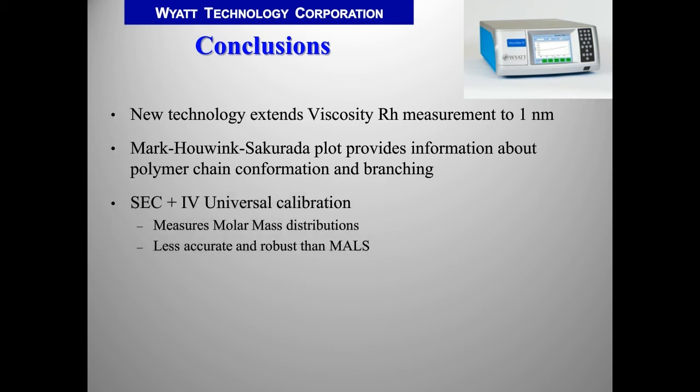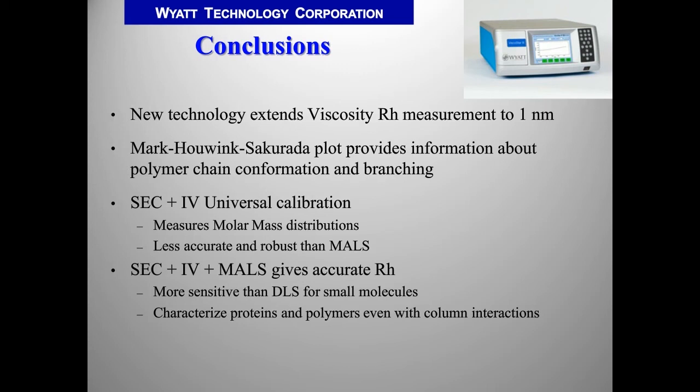The universal calibration, the traditional SEC with viscometer and concentration detector, is a mainstay technique that people have used for many years. It measures molar mass, but it does not compare that well to multi-angle light scattering. And so there's tremendous power in putting all of these techniques together: doing size exclusion chromatography, measuring intrinsic viscosity with a viscometer, and measuring molecular weight and size from multi-angle light scattering. Not only does this give you accurate molar masses, but it gives you accurate hydrodynamic radii.